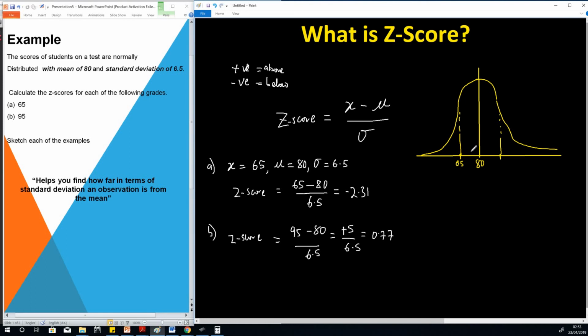I'll explain more in a different video, but I'd like to thank you for viewing. This is what Z-score is all about. It helps you to find how far an observation is below or above the mean.